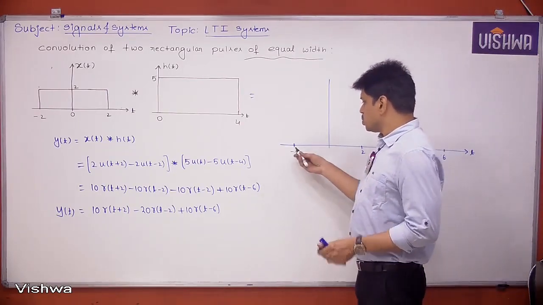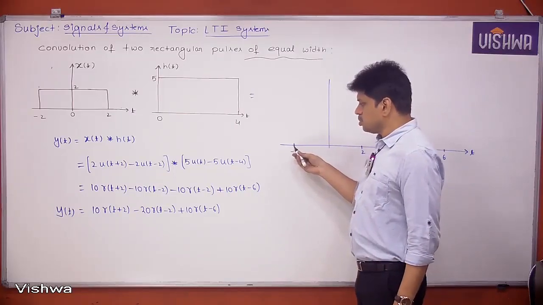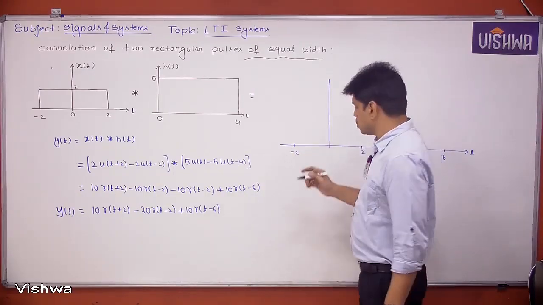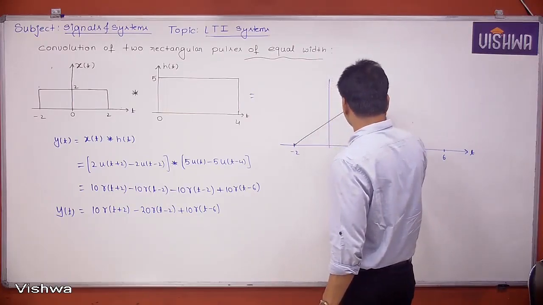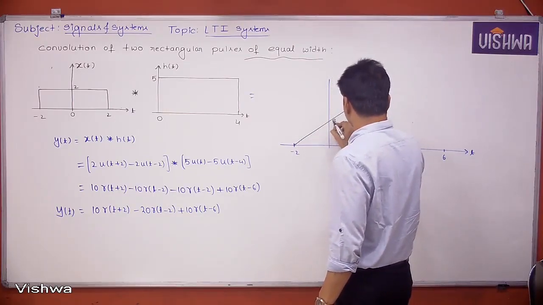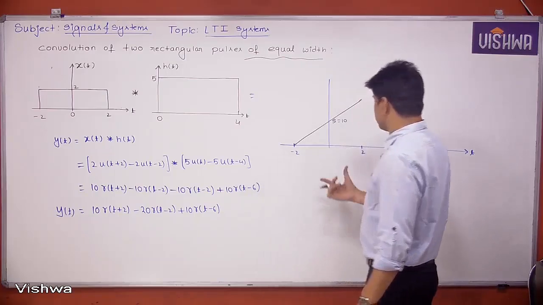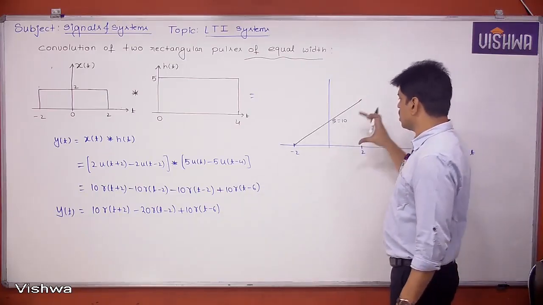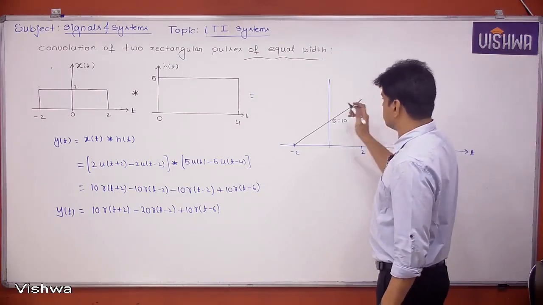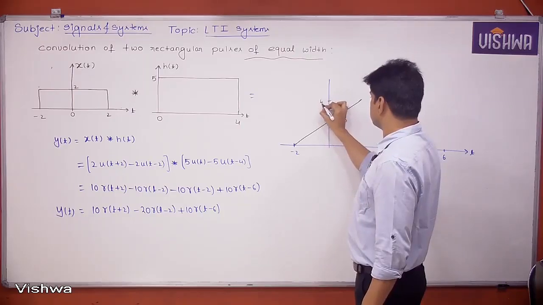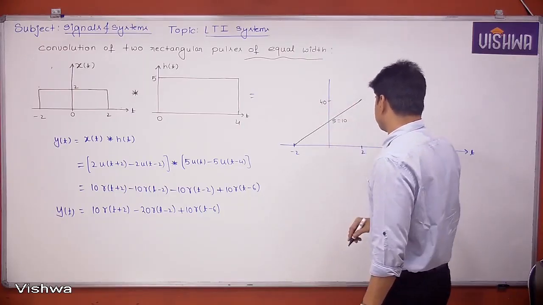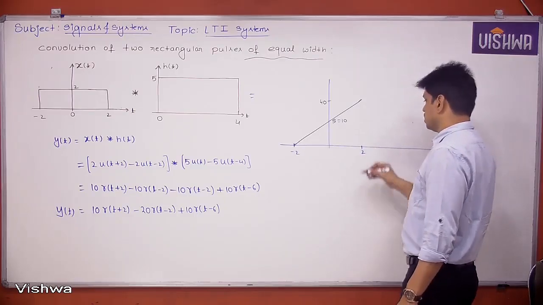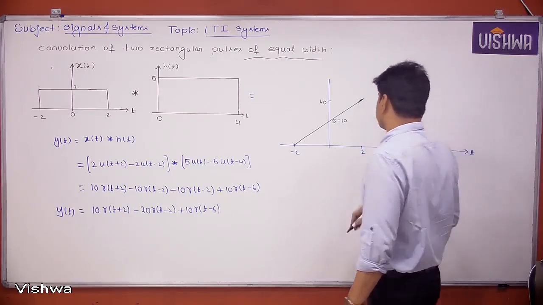Up to -2, slope is 0. At -2, there is an introduction of slope 10. So we are going to get a line which is slope 10 up to 2. So slope 10. If slope is 10 for 4 units, how much has to be the height? That has to be 40. 40 by 4, which is nothing but 10. So this is up to this point.